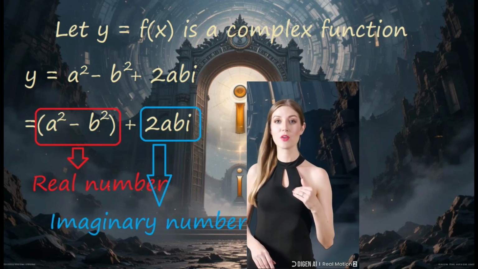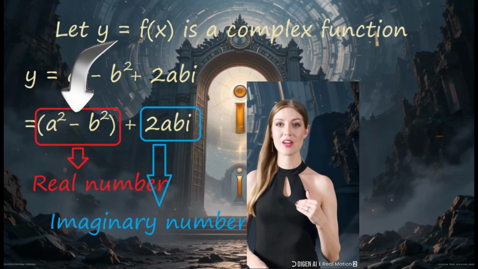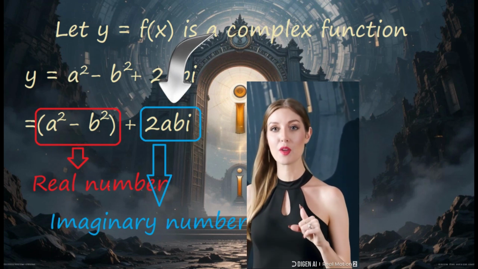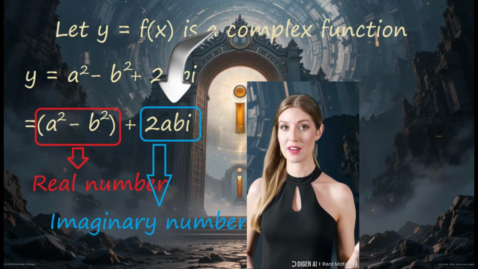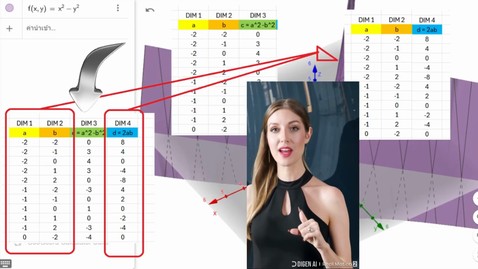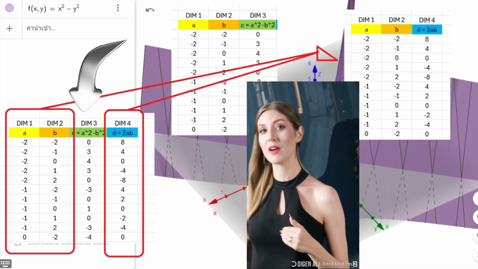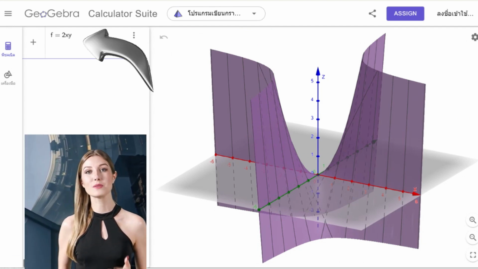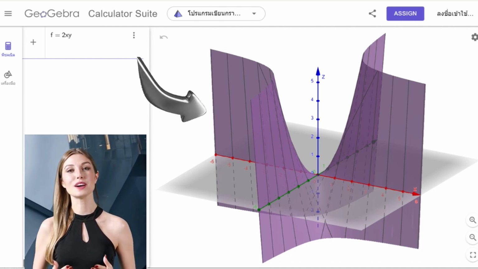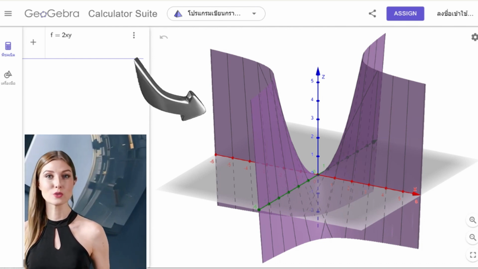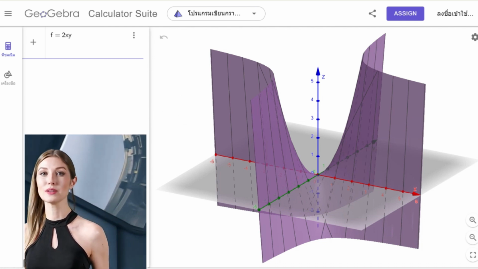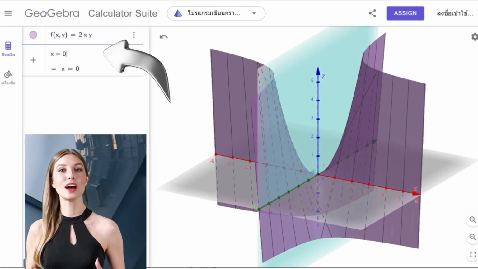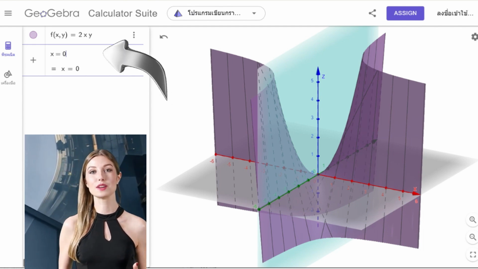Let's look back at the square function. We've already drawn the 3D graph of the real-valued function. Now, we will proceed to the imaginary part. We can draw the graph by letting the third dimension be 0. Write the function f equals 2xy in the input box. The complex surface appears. We want to see the projection of the complex surface on the plane x equals 0. Write the plane equation x equals 0 in the input box.